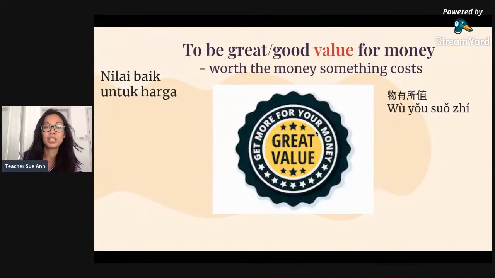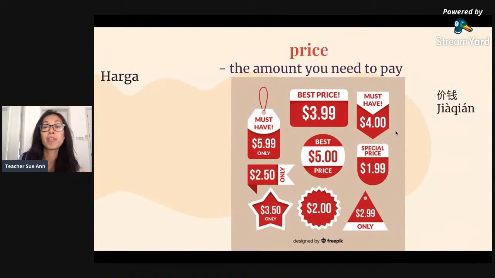Okay, so here, good value for money means it's worth the money something costs. Let's say Kinder Bueno is now 1 ringgit. Wow, very worth the money. Very good price. You'd like to buy it. All right, so value. You're talking about the price you have to pay.